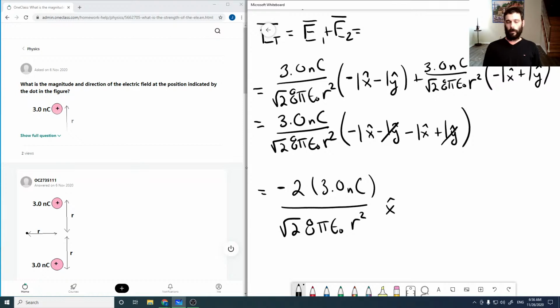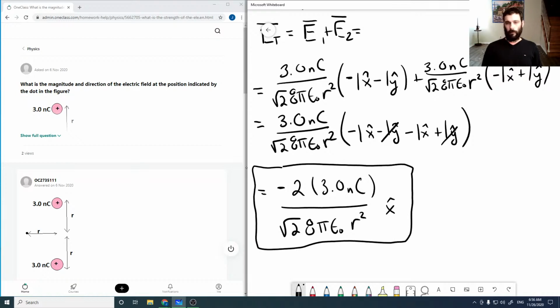So we could do a couple things with the numbers, but I think since we are going to leave r and epsilon naught, it doesn't really matter. So I'd say this is our final answer. But again, we could make this into a 6, and we could work the numbers through. But in the end, we can use this to solve for our electric field, and we can see that it's in the negative x direction.